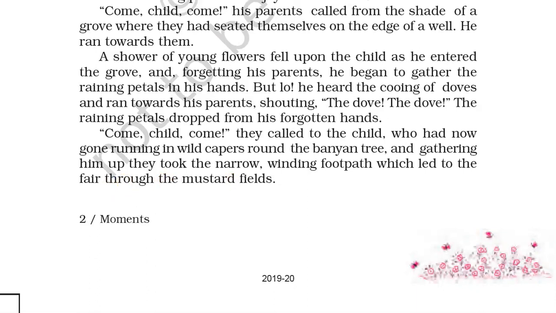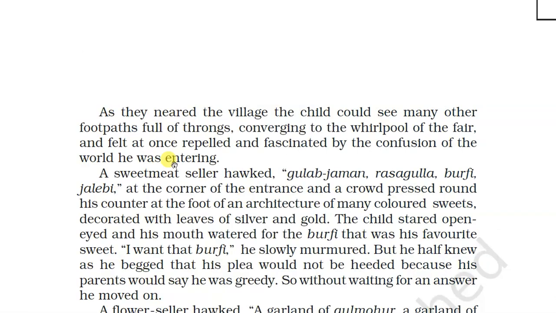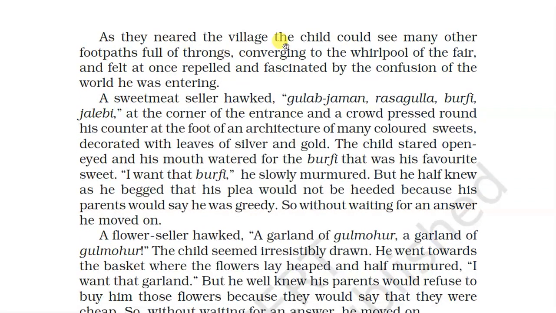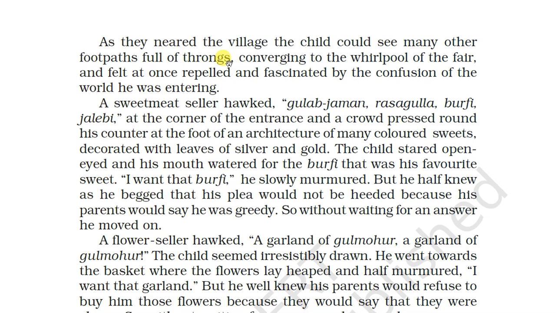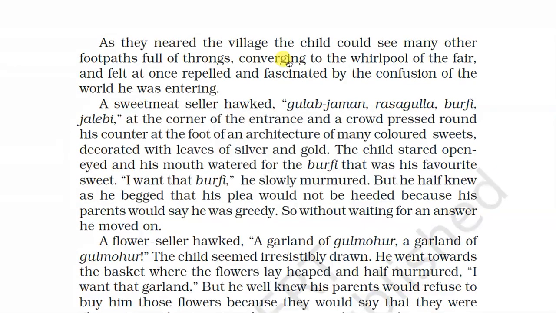Narrow means very thin. Winding means with several bends and turns. The footpath led through the mustard field. As they neared the village, meaning reached very near, the child could see many other footpaths full of throngs. Throngs means crowds of people, converging. Converging means becoming a part of something by meeting it.